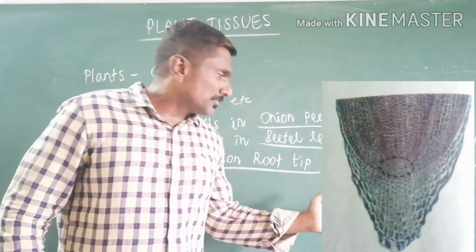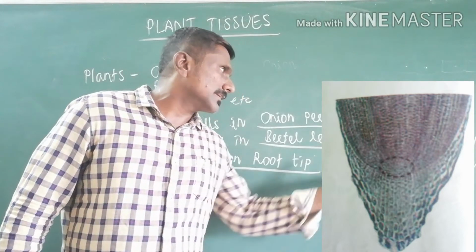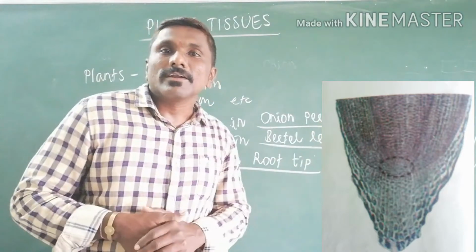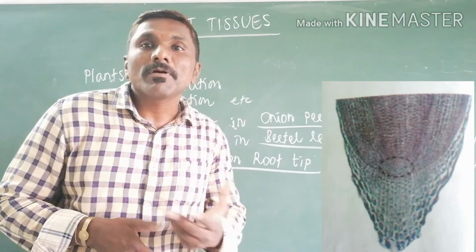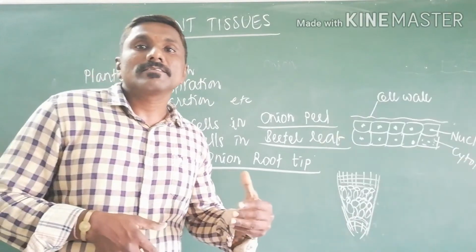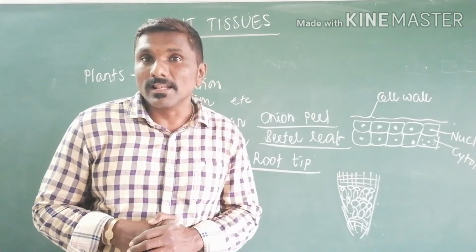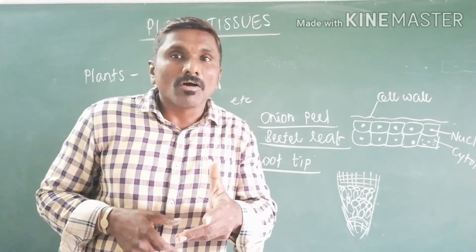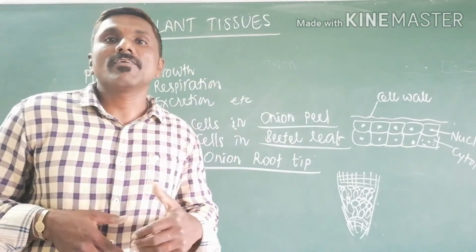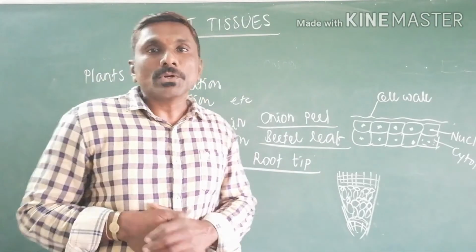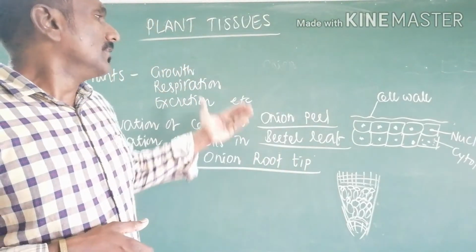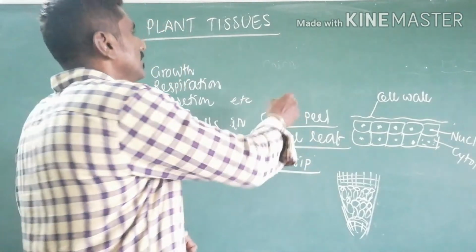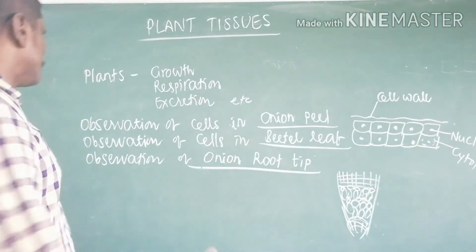When you observe the root tip of the onion, the onion peel and the betel leaf peel, there are differences in the shape of the cells and in the arrangement of the cells. Even though all are cells, they have different shapes depending on their function and their location. So these are a few activities to observe the cells in the plant. Next, we have a glance at the various types of plant tissues.